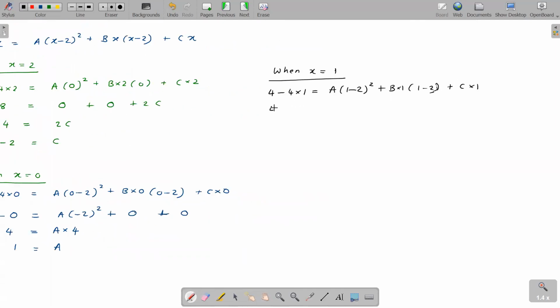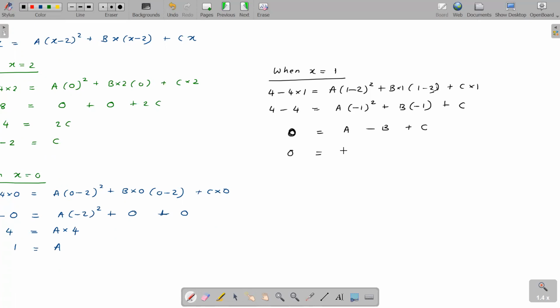What do I get here? 4 minus 4, right? A times 1 minus 2 is minus 1 square. Here B into 1 is B, 1 minus 2 is minus 1, C into 1 is C. Are you following me? 4 minus 4 is a 0. A into minus 1 square is a plus 1, right? Because minus 1 to the power 2 is minus 1 into minus 1, which is plus 1. So basically I get A into 1 is A, B into minus 1 is minus B, plus C. Are you with me?